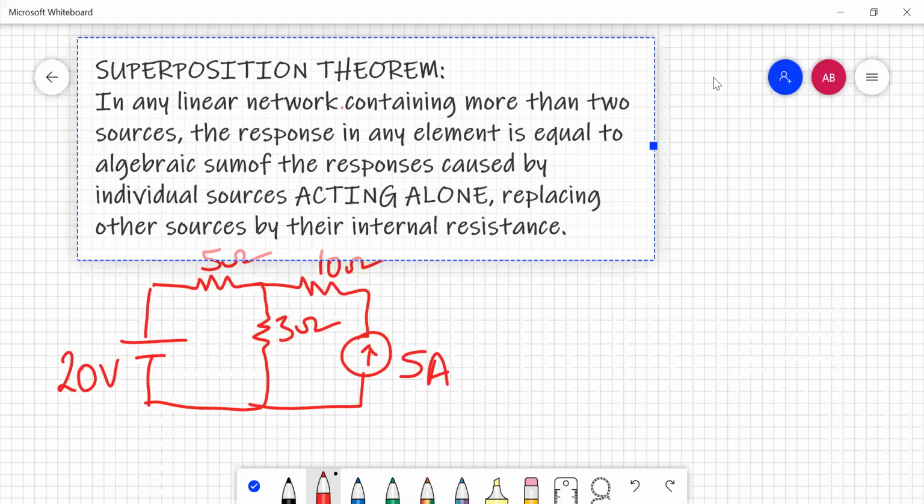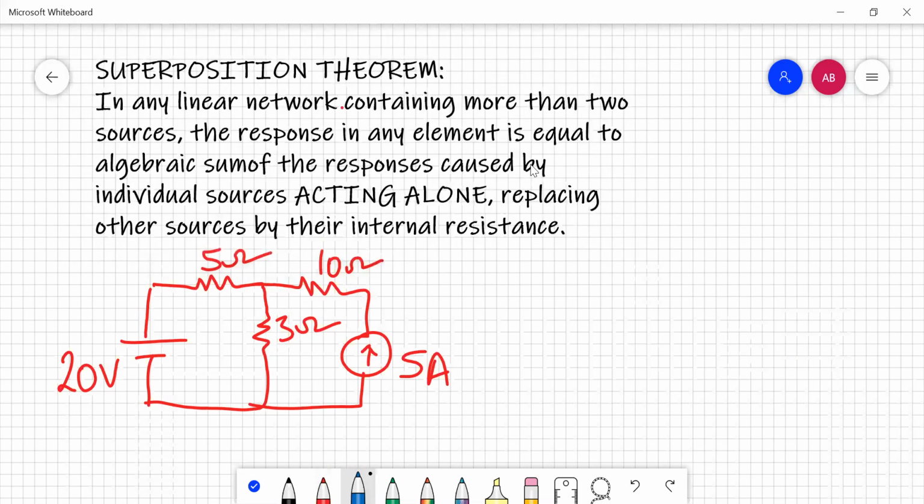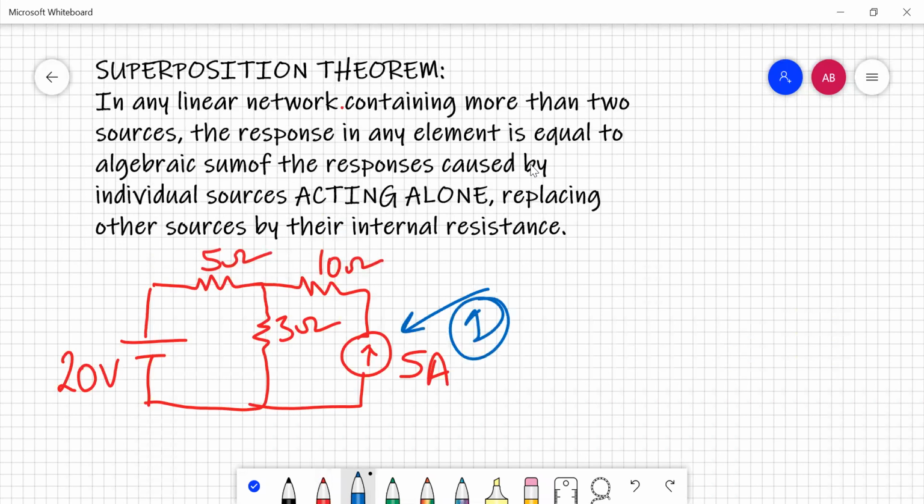Hello students. So today we are going to start with our superposition theorem. So let's first read its statement and then we are going to solve the numerical based on the statement. So it says that in any linear network containing more than two sources. Now just see here, there are two sources. Source number one, that is a current source, and source number two, that is a voltage source.